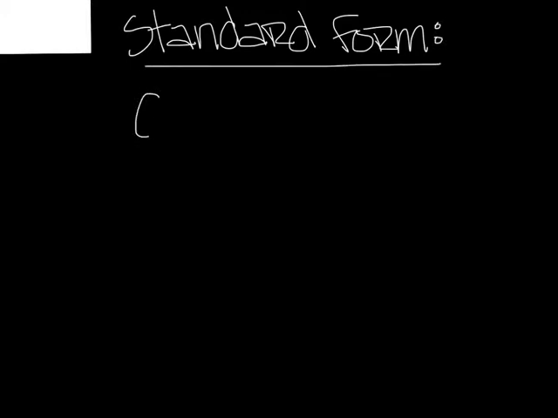Standard form looks like this: ax plus by equals c, where a and b are coefficients for different variables and c is a constant term. So if we were to write something in standard form, it just means that we have both variables, x and y, on the same side of the equal sign.